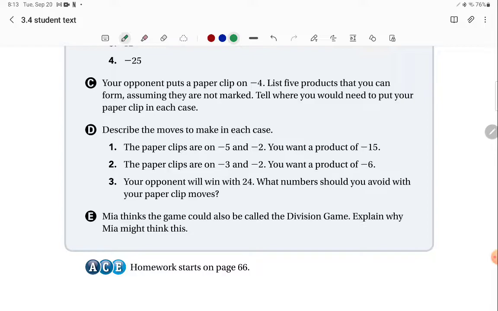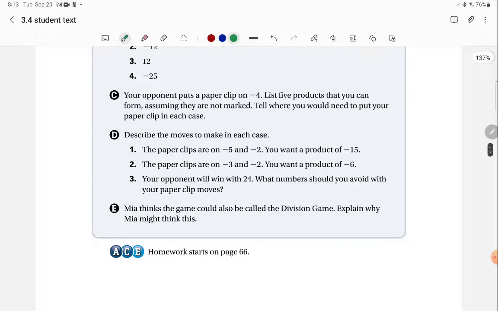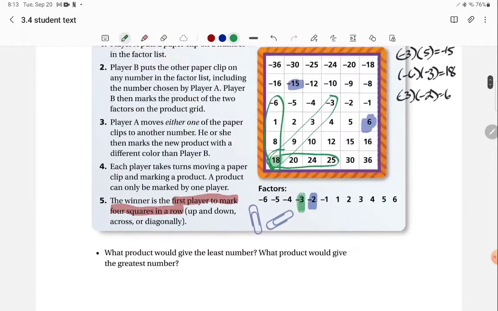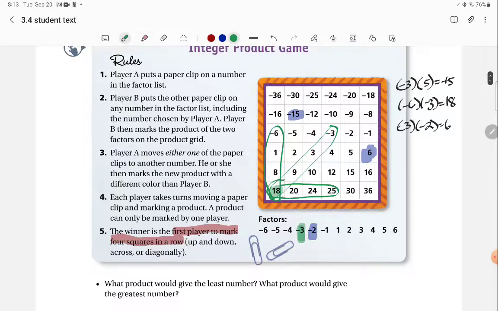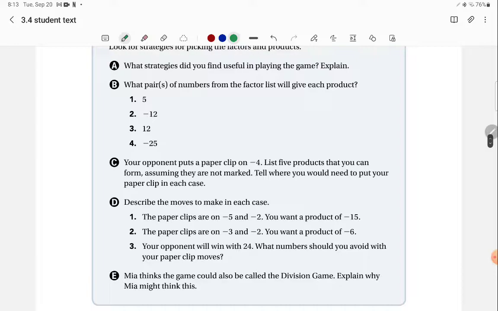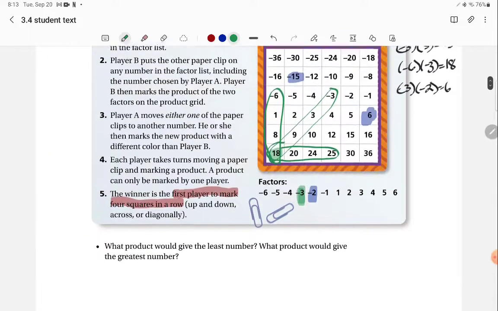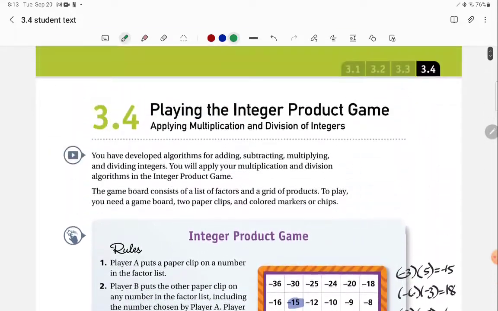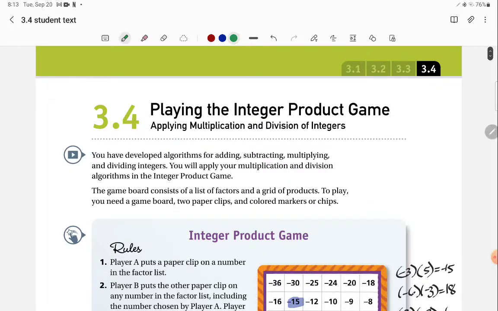So play the game several times. Make sure you understand the game. Make sure you come up with different strategies to win. Again, winning would be to get 4 in a row, either vertically, horizontally, or diagonally. Come up with some strategies and then understand what the idea of factors and products are, and then answer these questions. And that's it for this video. I just really wanted to go over how to play the game so that you can play the game with your family members. You can play the game with anyone at home or anyone in the classroom.